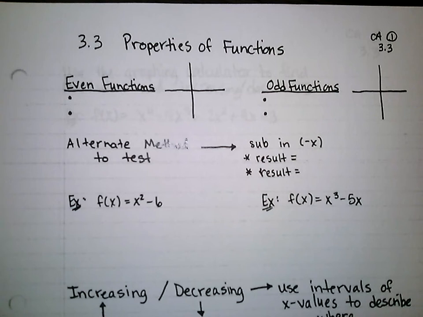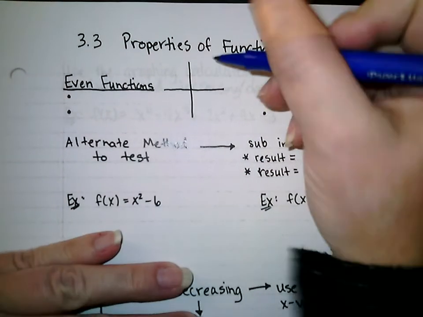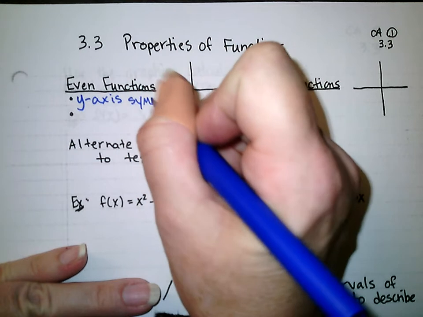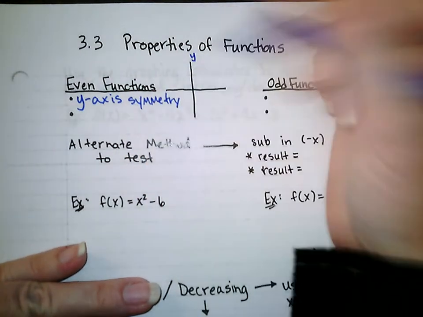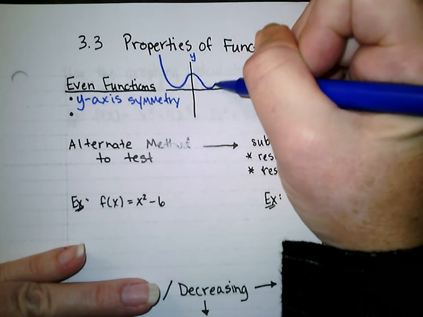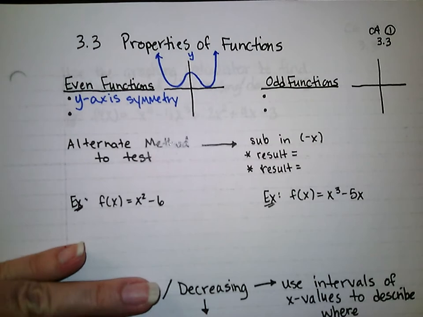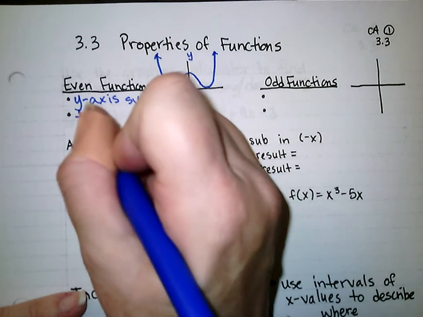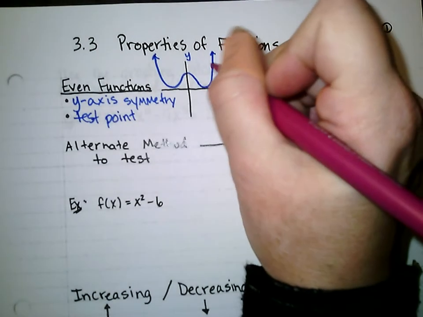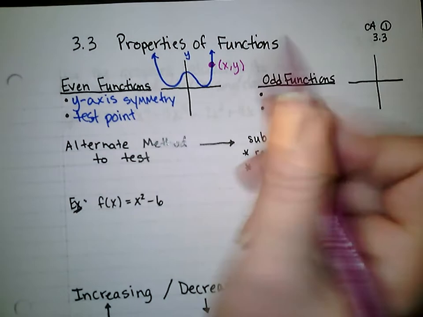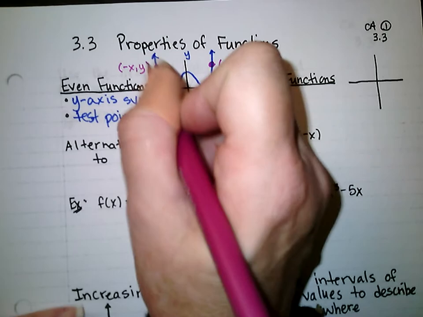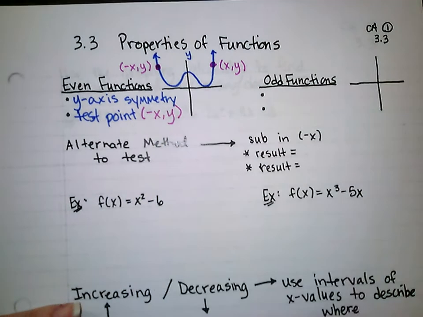So you can refer back to those, but I'm also going to show you an alternate method to test that you might prefer. So remember that even functions are the ones with y-axis symmetry. So here's our y-axis. They're going to look the same on both sides of the y-axis, like I could fold it across the y-axis and it would exactly land on itself. The test point that we want to use is, if I put a point over here, x, y, then the point that matches it on the other side, reflected across, would be negative x, y. So the test point was negative x, y.